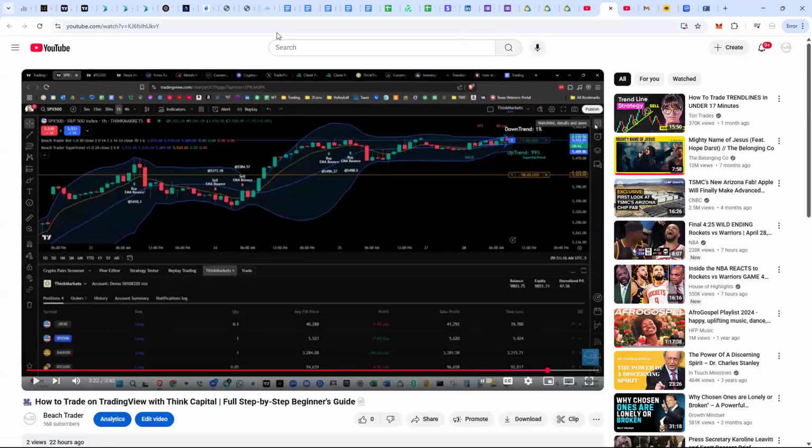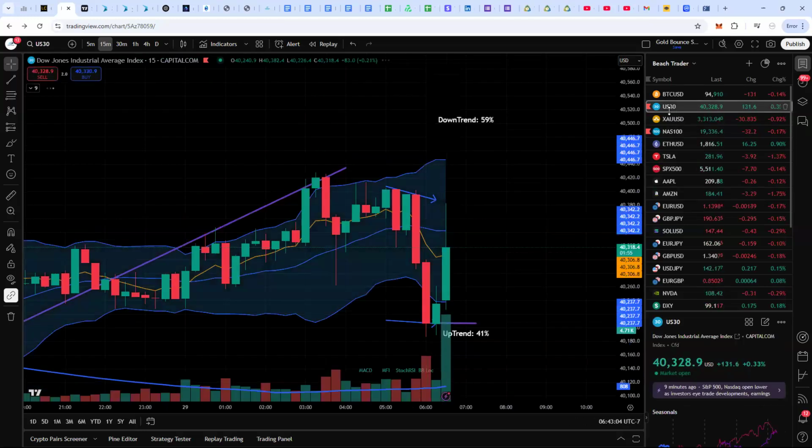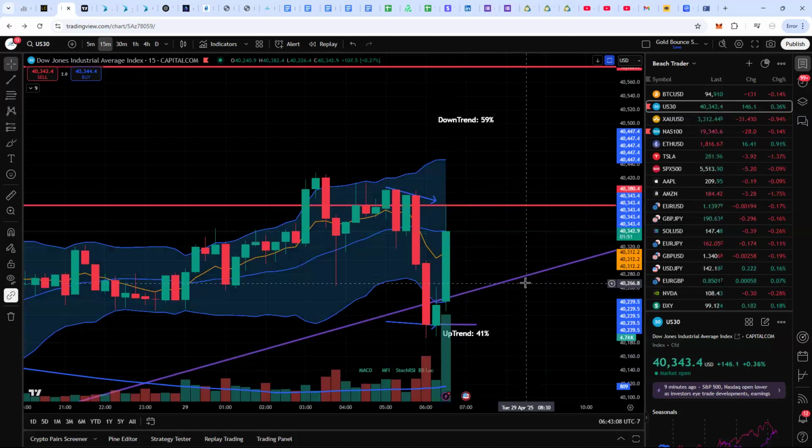Yep. So that's what we're doing. We're trading with this right here. Real simple. Look at Apple. Just keep on going up, you guys. Let's go. Look how far US30 went all the way up here. Wow.